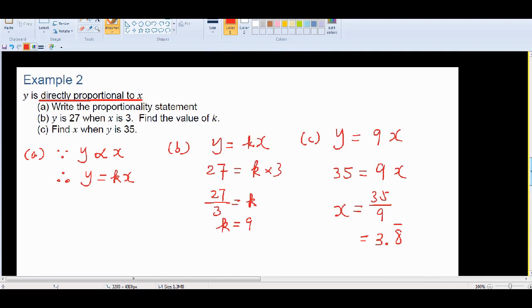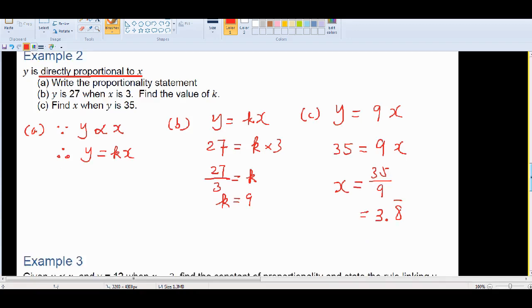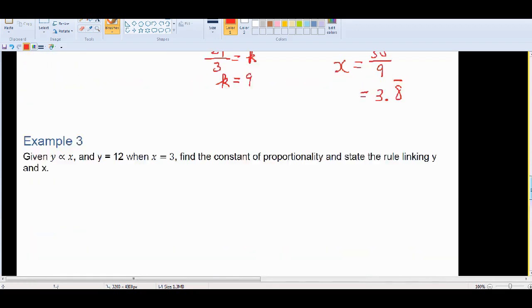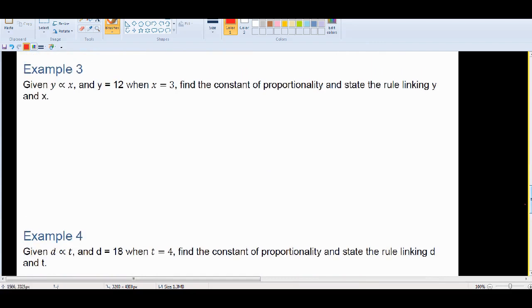Right, so this would be one of the typical types of examples. They ask you to write the proportionality statement, then they give you pairs of values, so you could find k. In the end, after you got the rule, you got y equal to a certain number times x, they will ask you to find one of the values given the other. Okay, move on to example 3.